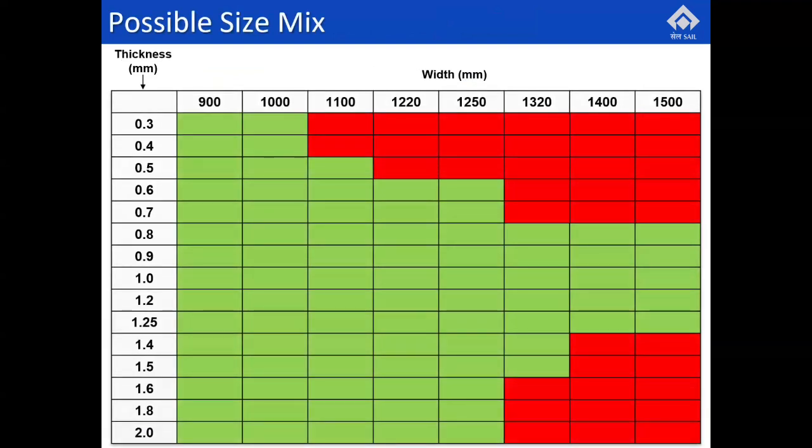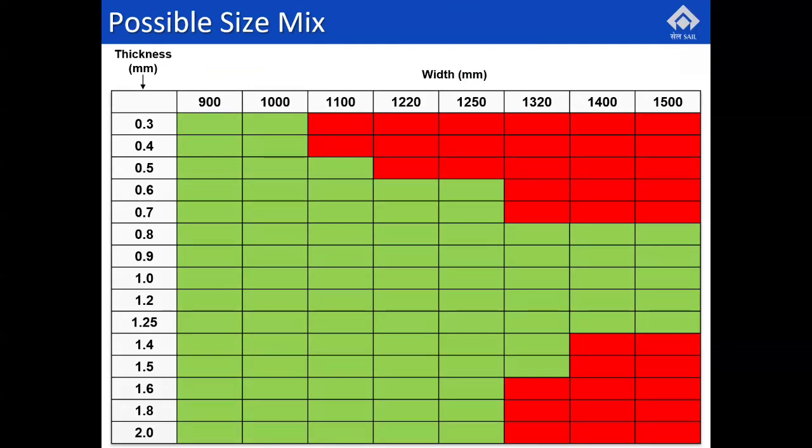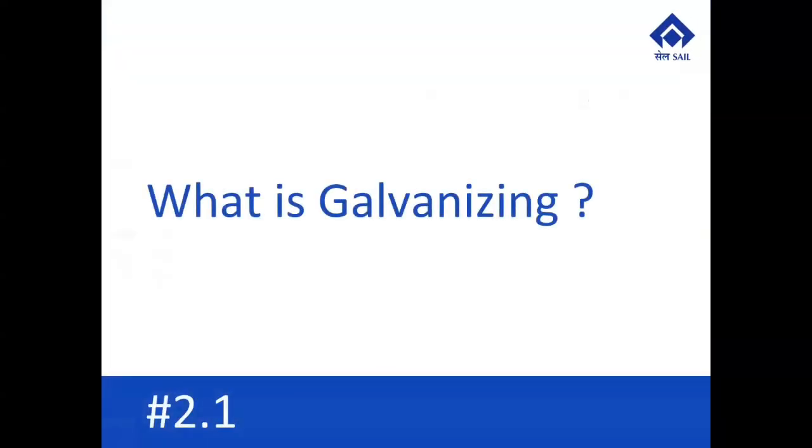So I will be sharing this slide. This is just the possible size mix. You can appreciate that we don't produce too wide in thinner gauges and thicker gauges. We have produced up to 2 mm 1500 width, but I guess this matrix is quite understandable. So it is self-explanatory sort of thing. I will be revisiting it.